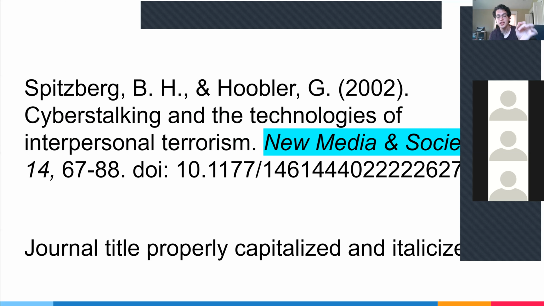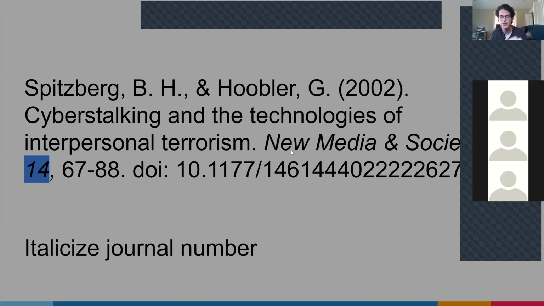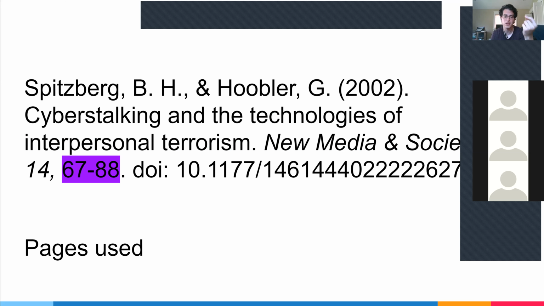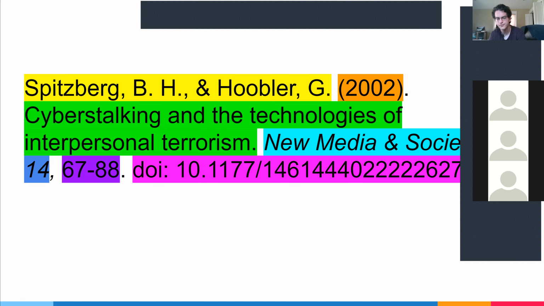And this is confusing because then for the journal title, you properly capitalize it as if it's a book and then italicize it. That's how you get that slanted font. You then italicize the journal number. You then list the pages that the article appears on, and you can provide the DOI, but I'm not requiring it, so don't necessarily worry about this. This is how you cite an academic article. In about 5 minutes, I'm going to show you a resource you can use for getting some academic articles.